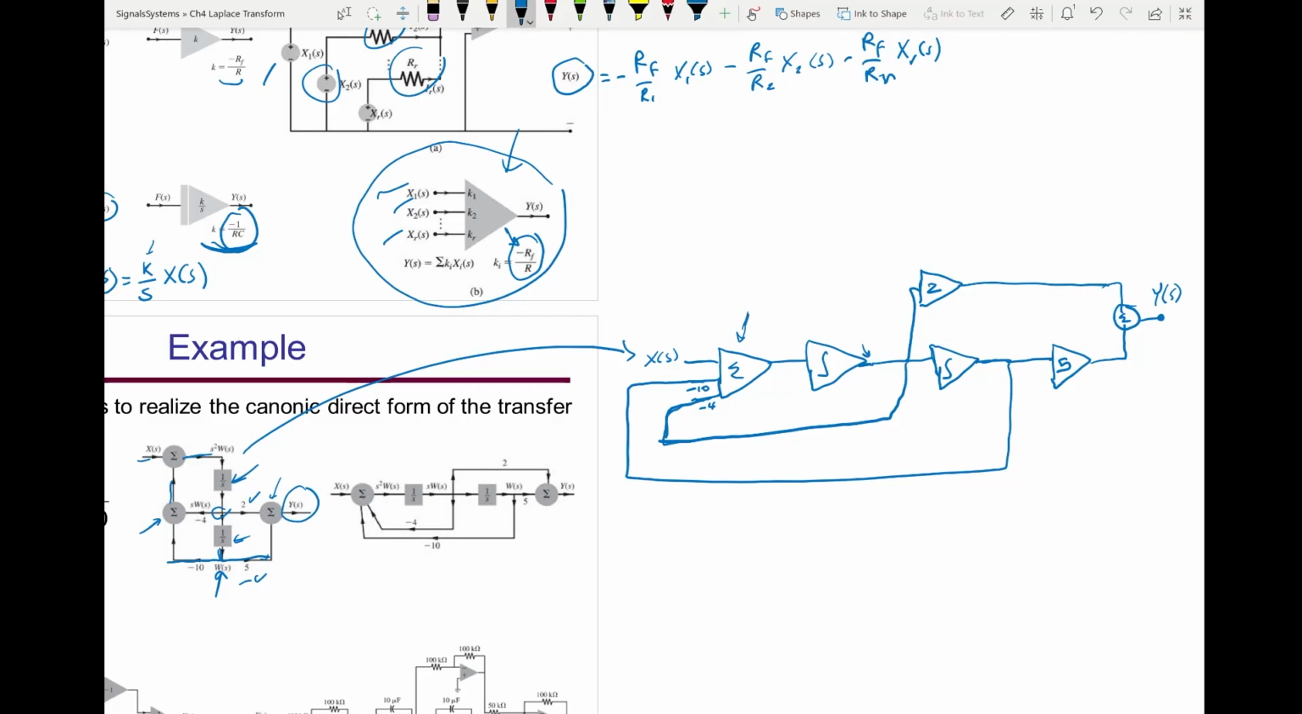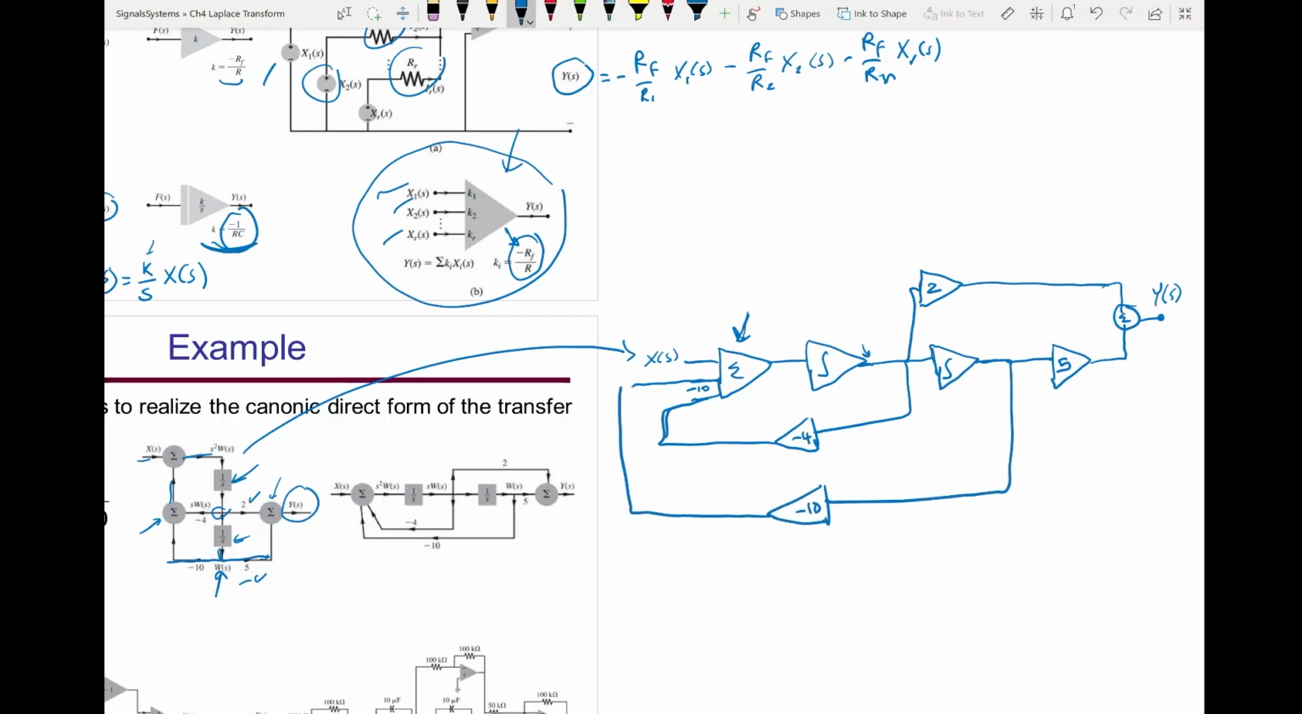Now this summing amplifier, to have this -4, I can have an amplifier of -4 amplification. And that will be summing of 1. Same thing, this branch is -10, so I can put inverting op-amp here, so this will be this. And this summing amplifier will give me a negative value.